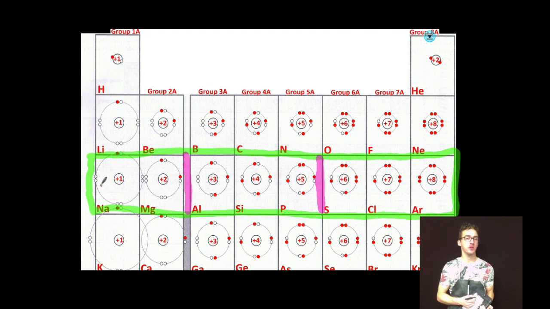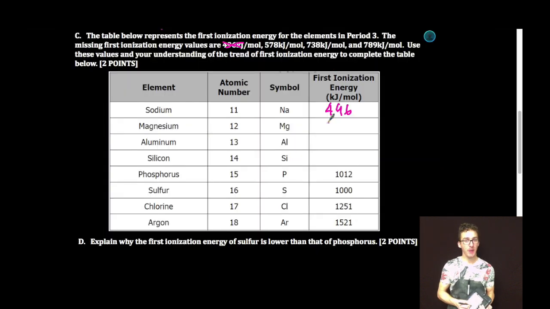However, as I think about the remaining first ionization energies, I need to keep in mind that although the energies will increase in general across the period, there is an exception between magnesium and aluminum. So I'm going to put 738 kilojoules for magnesium, so definitely an increase between sodium and magnesium, but then we're going to decrease again. So we're going to go back to 578 for aluminum. And then we'll continue to increase, 789 kilojoules per mole for silicon.